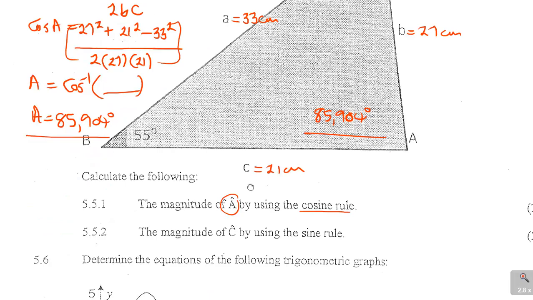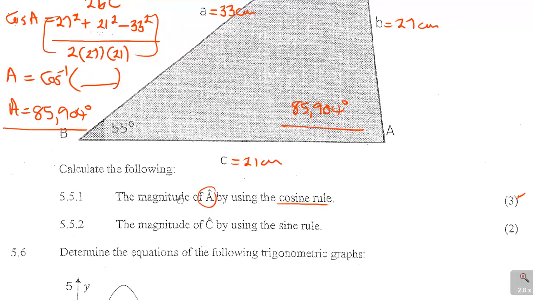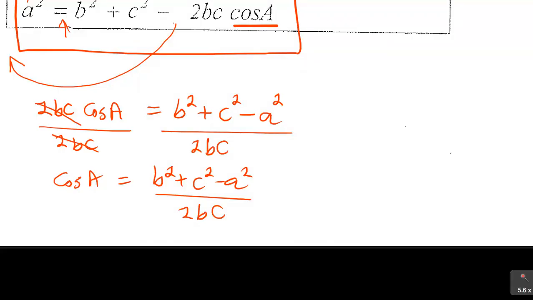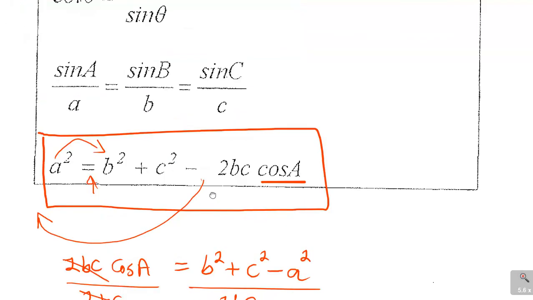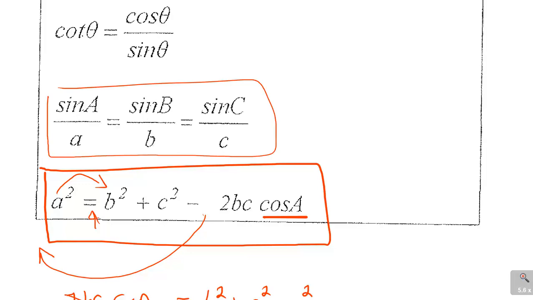Then the second one, they say find the magnitude of angle C by using the sine rule. It's 2 marks. Now where do you get the sine rule? Back again to your formulas. You have the sine rule, which says sin A over A is equal to sin B over B is equal to sin C over C. So I can use it here.